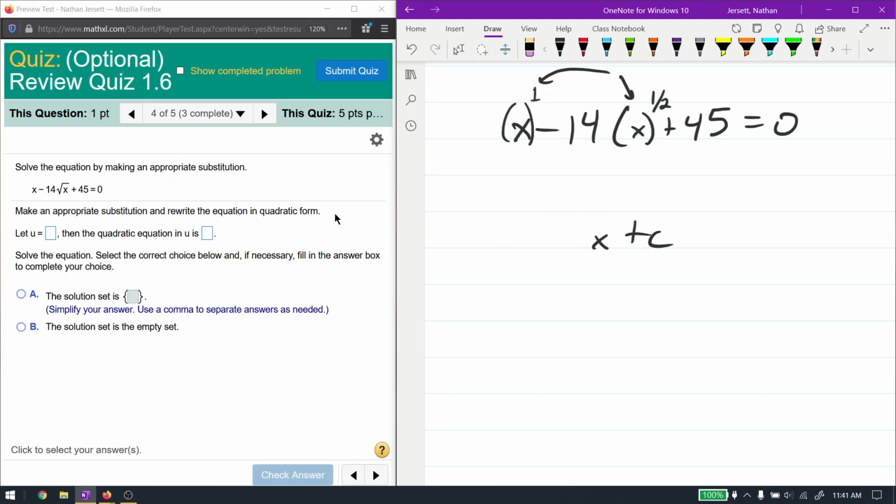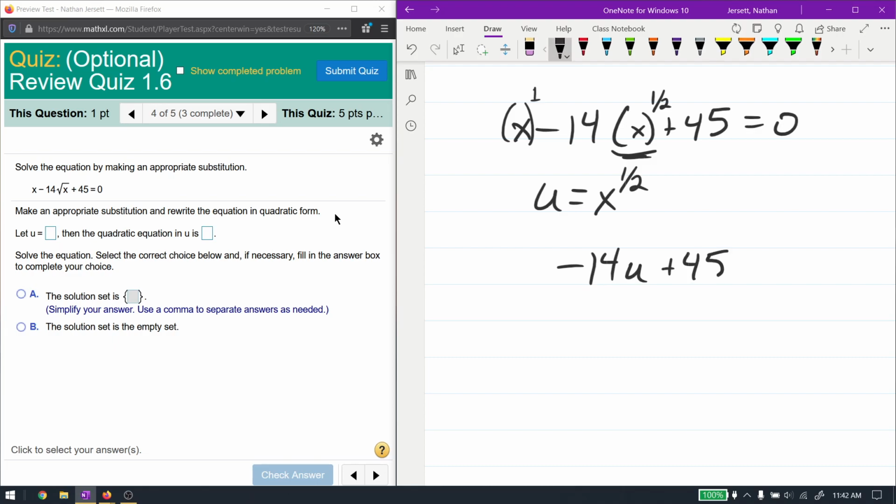And we can here, if I just make the substitution that u equals x to the 1/2. Because now I get x to the 1/2 here just becomes u, so I get negative 14 u plus 45 equals 0.